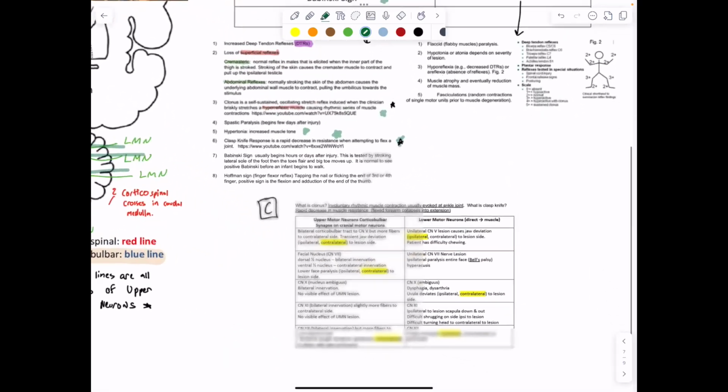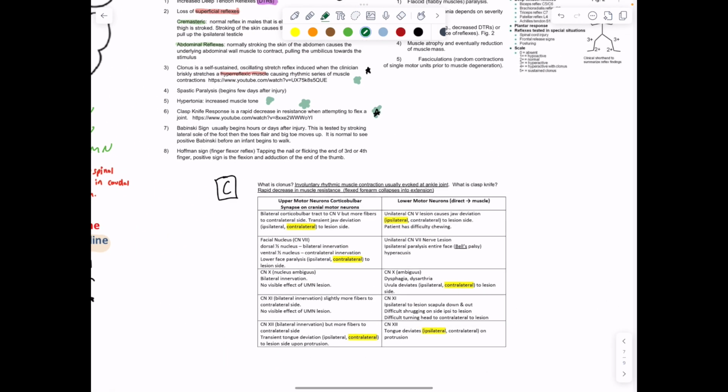All right, so what is clonus? Involuntary rhythmic body muscle contraction, usually evoked at the ankle joint. What is clasp-knife? Rapid decrease in muscle resistance, flexed form collapses into extension. Okay, so here, this is just from the lab.